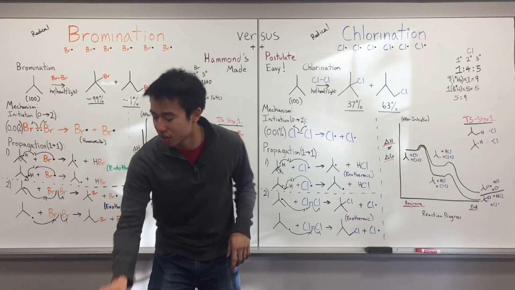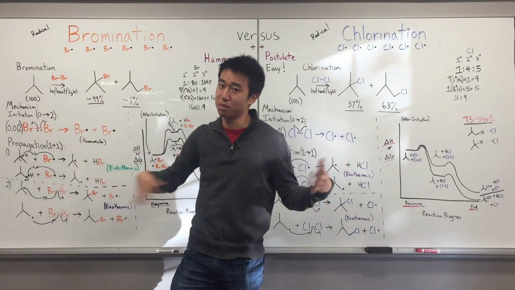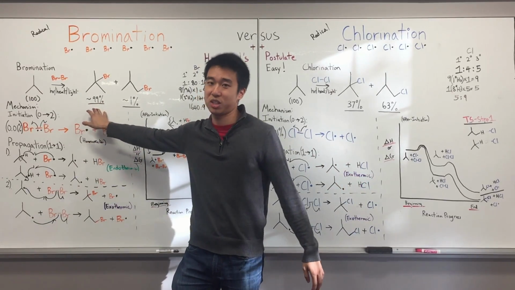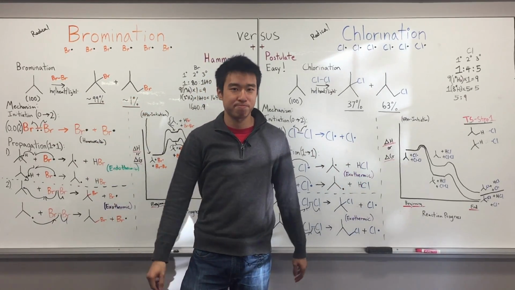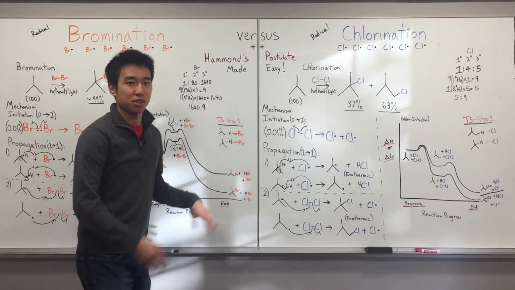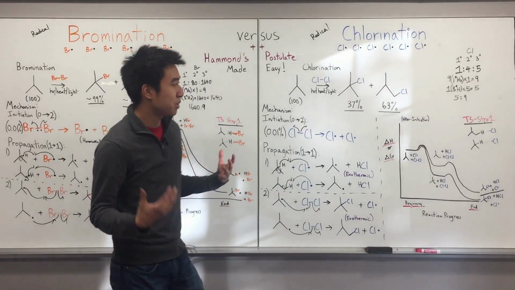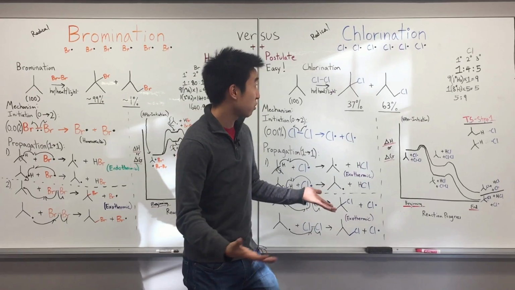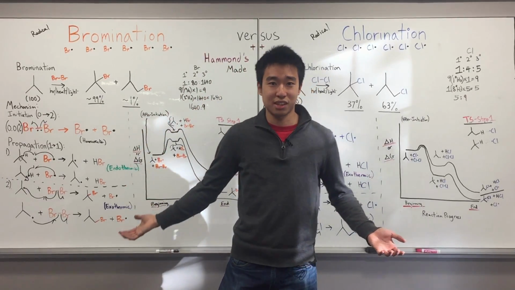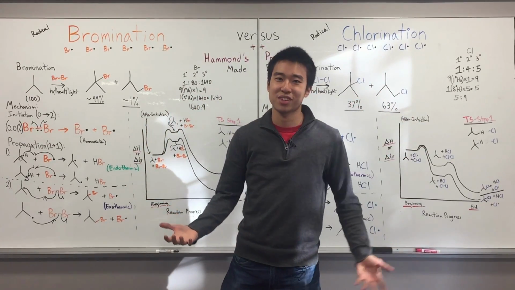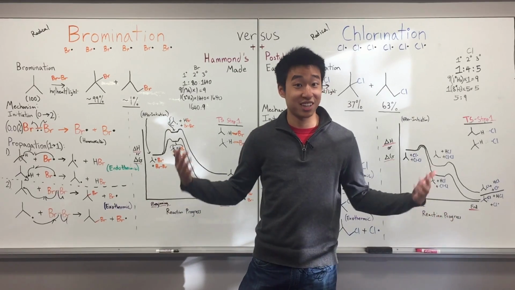So actually, it's not approximately. I said approximately to simplify things, but it's actually way more than 99% and way less than 1%, okay? As we can see from these ratios. So that's the complete picture, and that's the complete story for why bromination is selective and chlorination is not selective. I hope you guys found that as cool as I did.